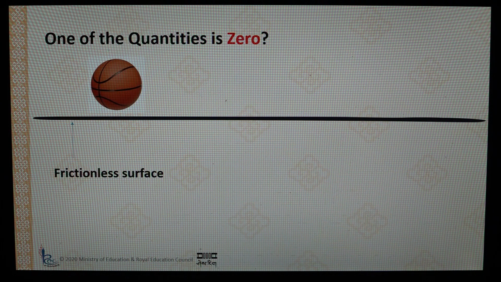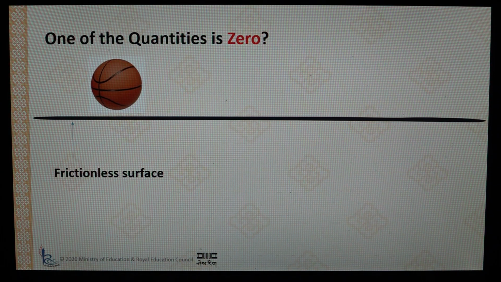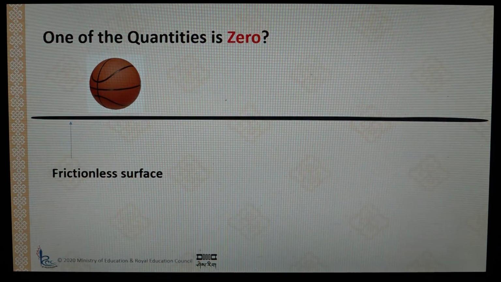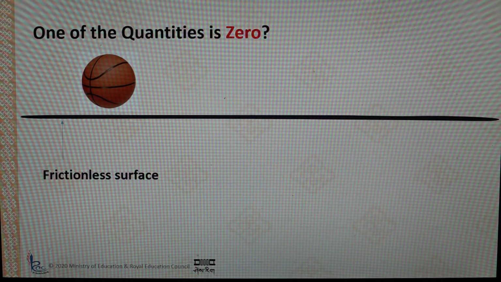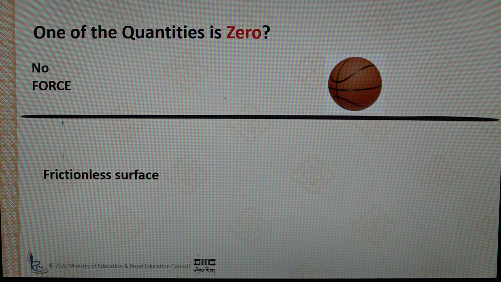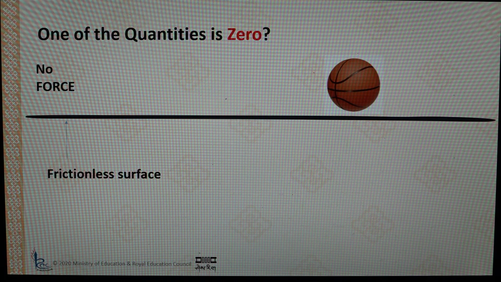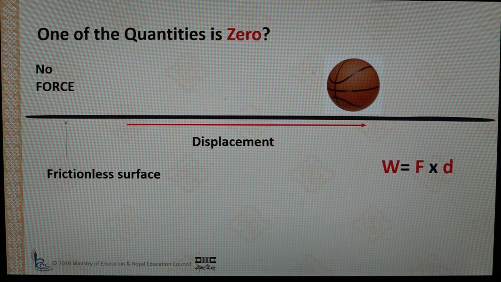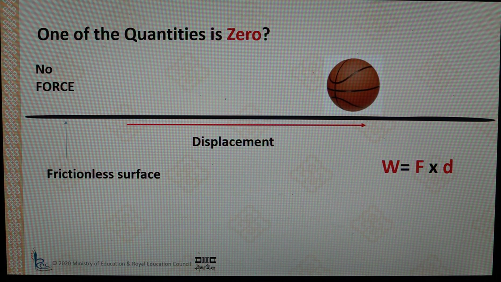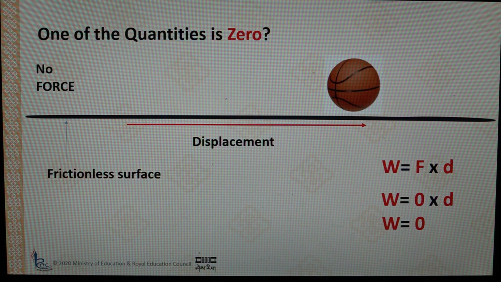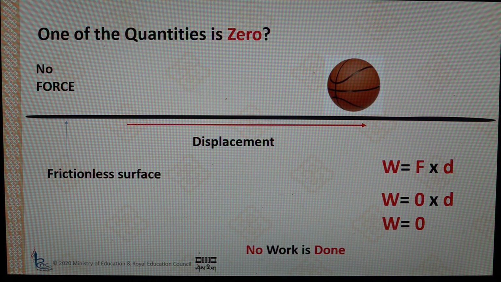Take a frictionless surface like this. We need to imagine this now, because in reality, no surface is a frictionless surface. So on this frictionless surface, imagine that there's a ball, and this ball is rolling without force because the surface is frictionless. So this is the displacement. Now, taking the formula of work done as F times D, we substitute the value of force as 0. And we get work done as 0. So, in this case, there is no work done.